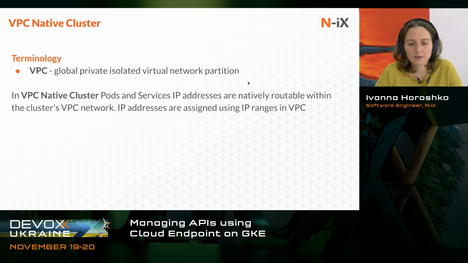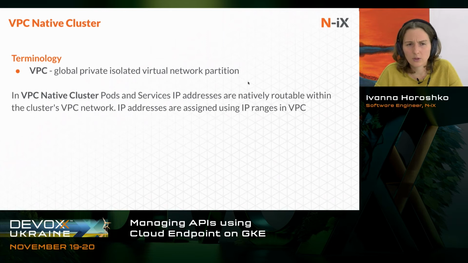Next I started looking for other options. How can I expose this API so it fills all of my needs and I still get the functionality of monitoring and securing that Cloud Endpoints provides? First thing that we need to know is called the VPC Native Cluster.